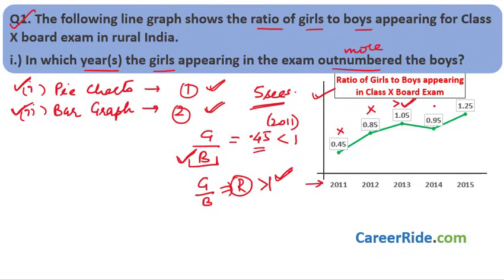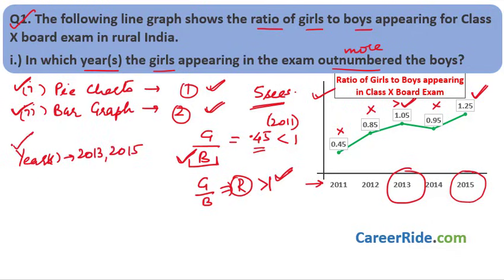2014, 0.95. Again, the denominator is bigger. This is not my option. 2015, 1.25. Here the numerator is bigger. That is why the ratio is bigger. Okay, so there are 2 years now. One is 2013 and one is 2015, when the number of girls appearing for the exams outnumbered the number of boys, right? So what were those 2 years? Those 2 years were 2013 and 2015.